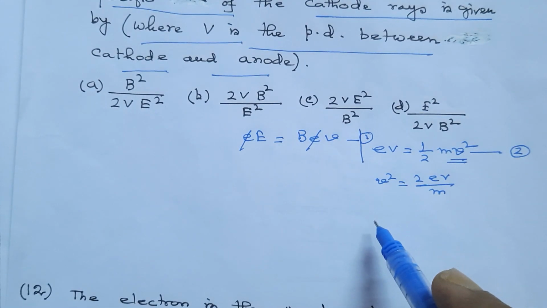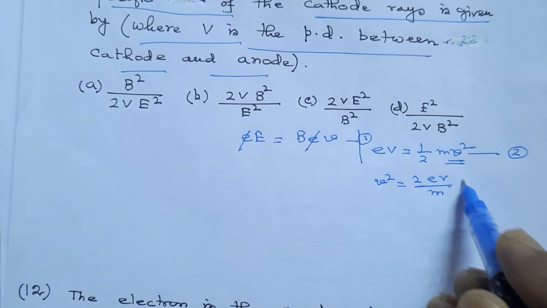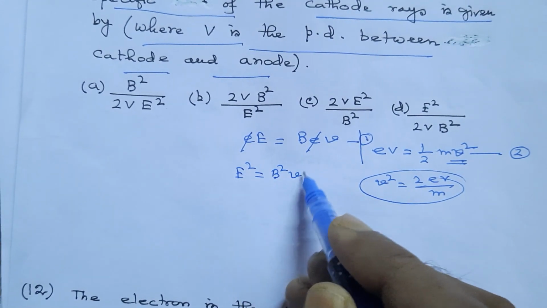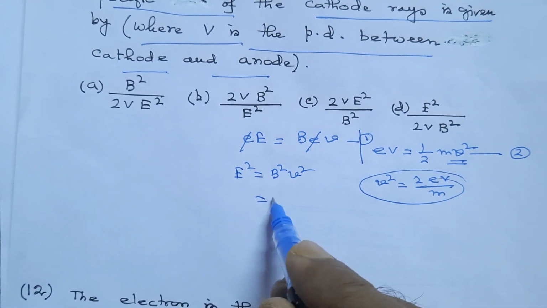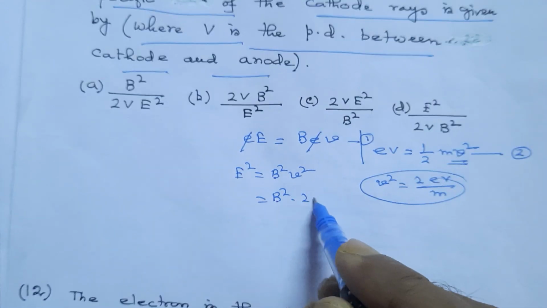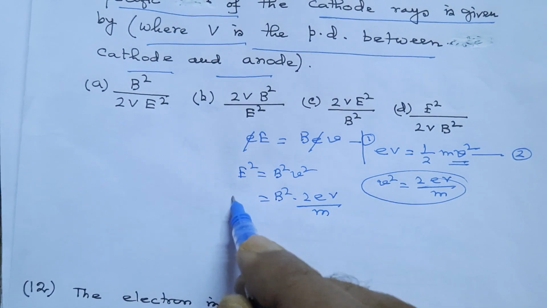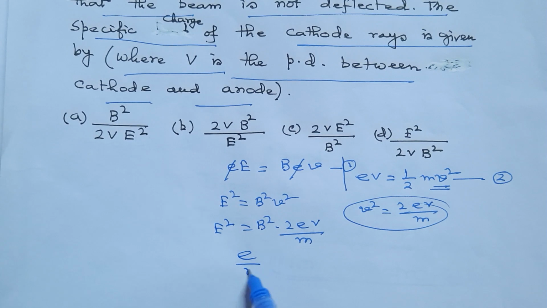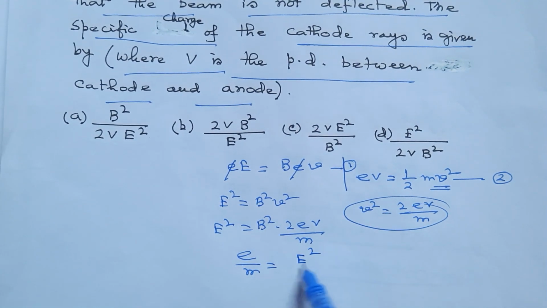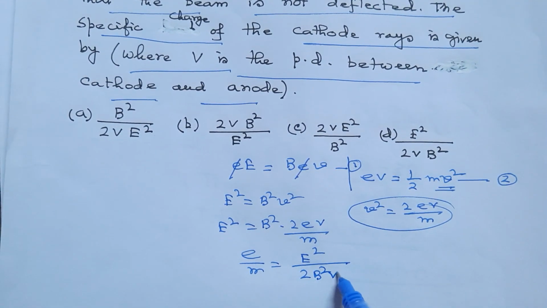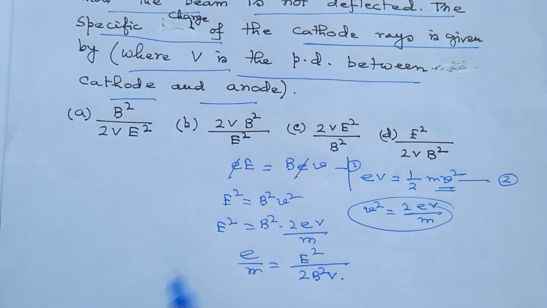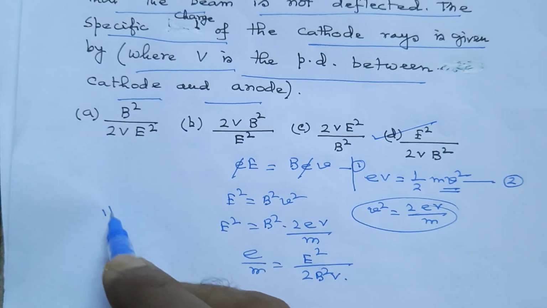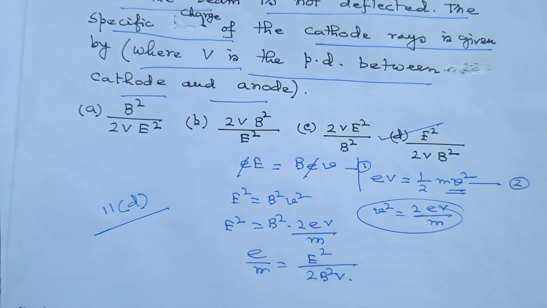So E square equals B square v square. If you put v square equals 2eV by m, this equals B square into 2eV by m equals E square. We need to find e by m, that is the specific charge, equals E square by 2 B square into V. E square by 2 B square into V. So D is the correct option. Answer to question number 11 is D.